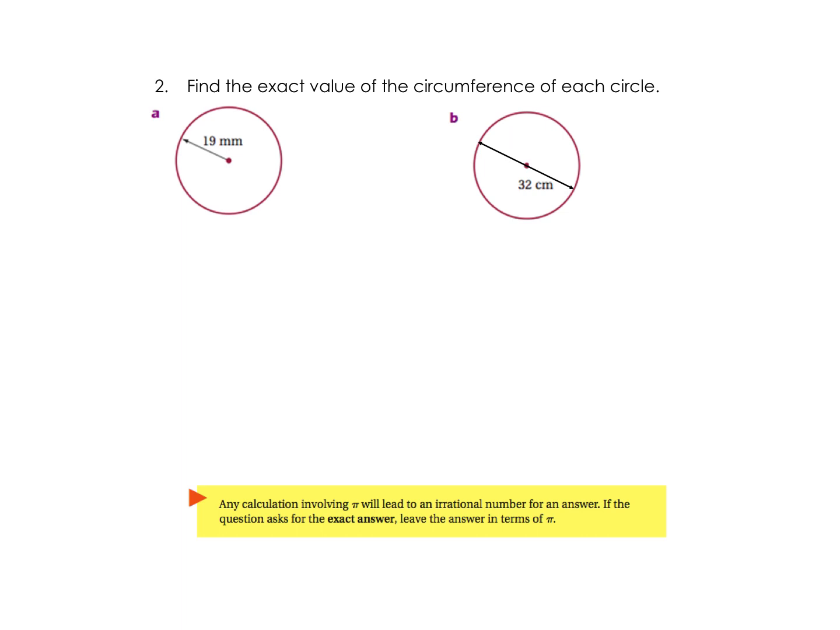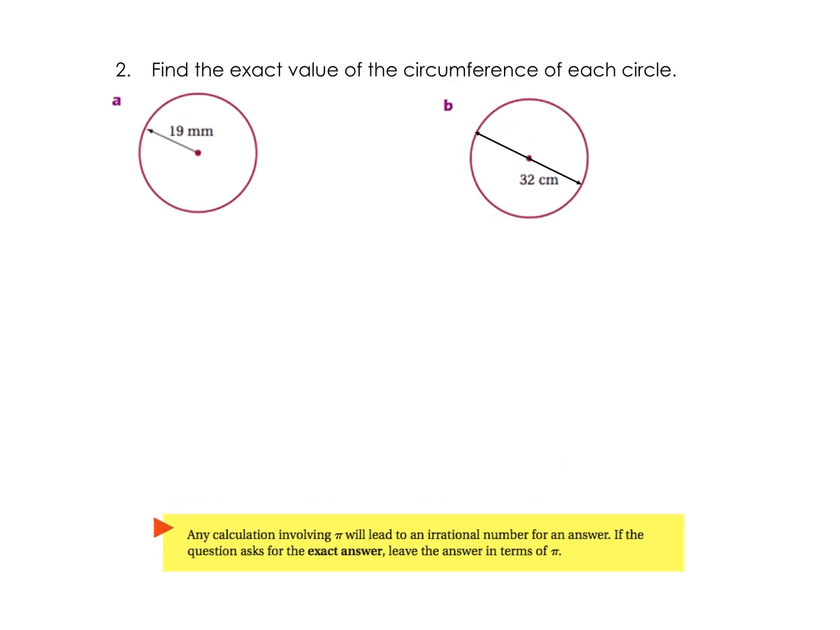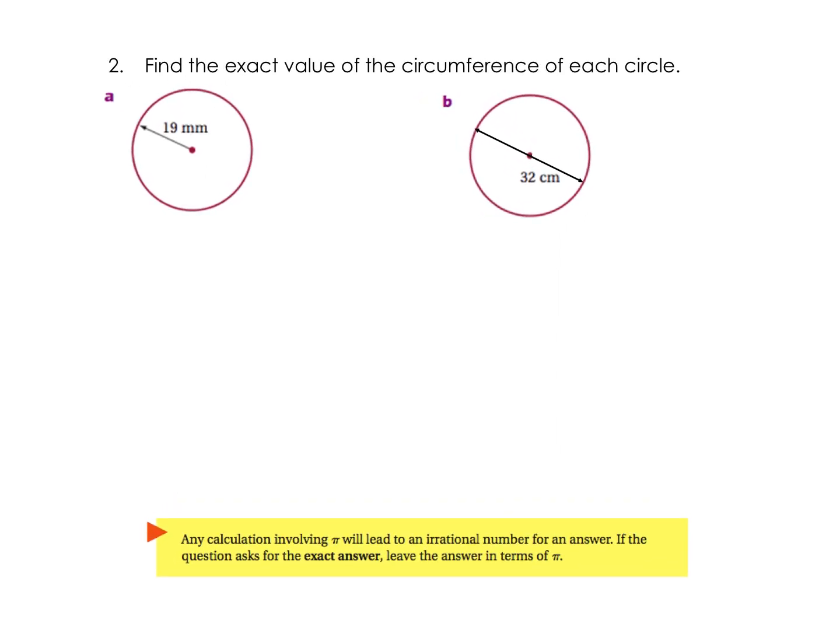Psych, here we go. Okay, these ones are fun. These ones say exact value. Now remember, I told you can't find the exact value. You can't find it. So all you can do is describe it to somebody. So when we find the exact value, it means we don't use a calculator. Okay? Find the exact value of the circumference of each circle.